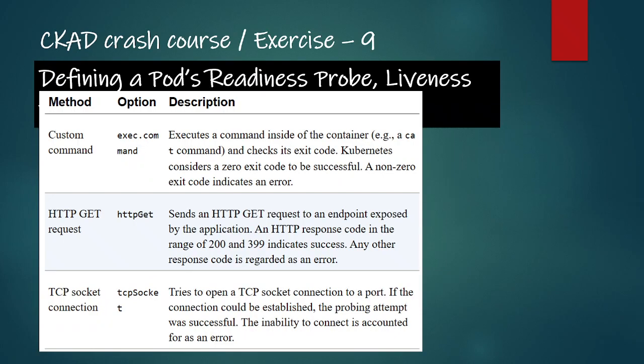And then there are certain ways by which I can make use of these probes. I can execute custom commands like cat. I can execute an HTTP GET request. If we are getting a response code of 200, that indicates success. A code above 400 indicates an error for that matter. And we can also make use of a TCP socket connection.